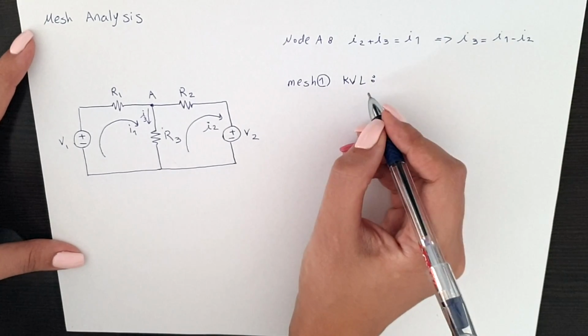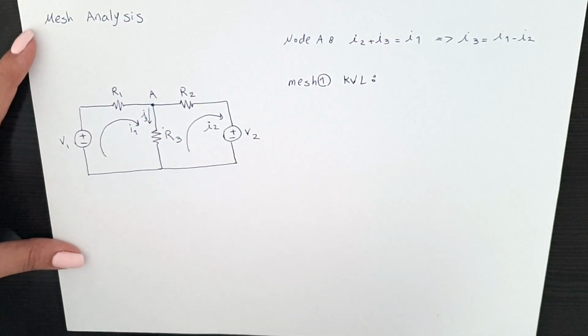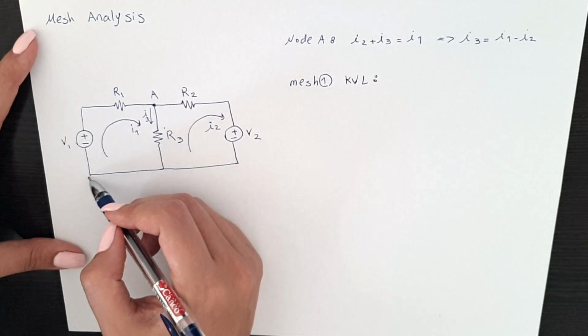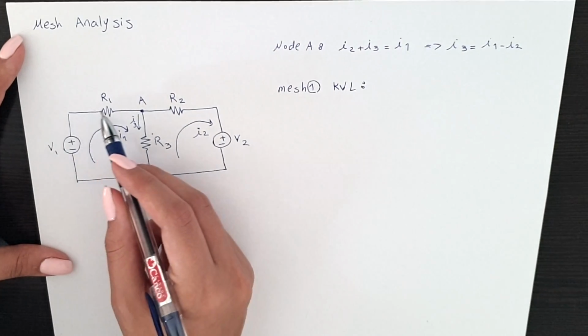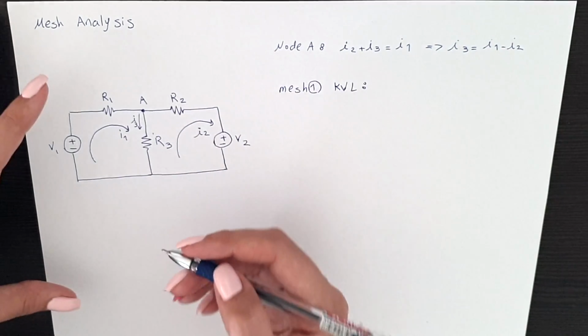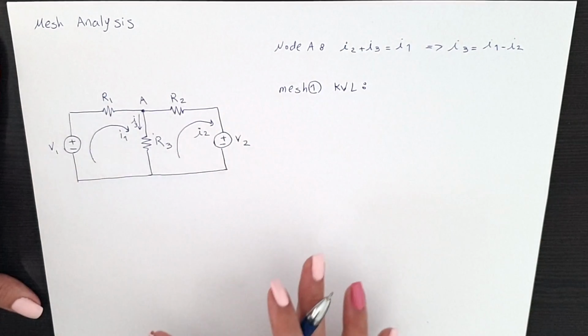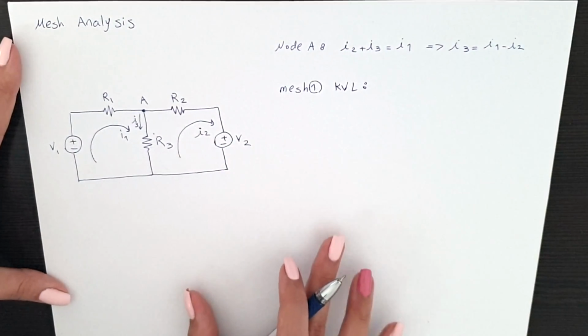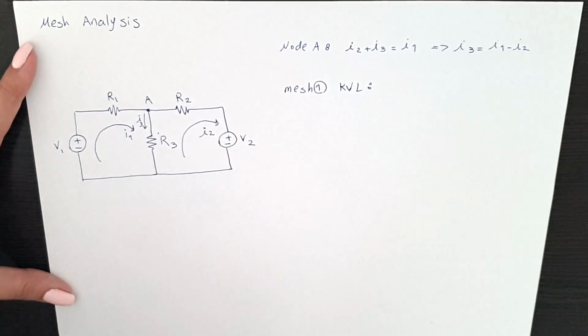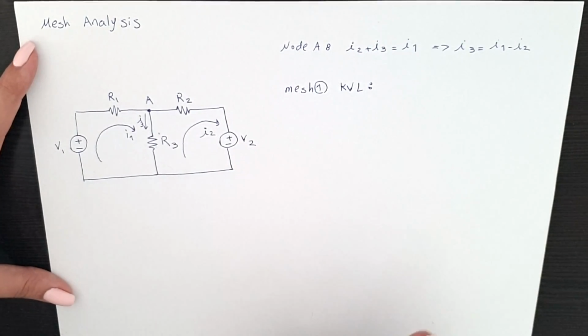The KVL rule, Kirchhoff's voltage law, says that in one mesh, if we go through one point and come back to that same point in one direction, and we add all the voltages that we face together, it's gonna be equal to 0. So the sum of all the voltages in one mesh must be equal to 0.